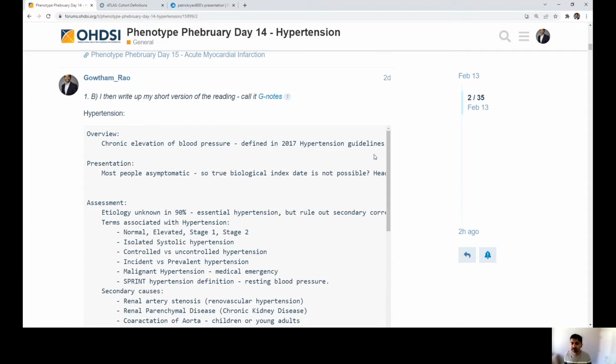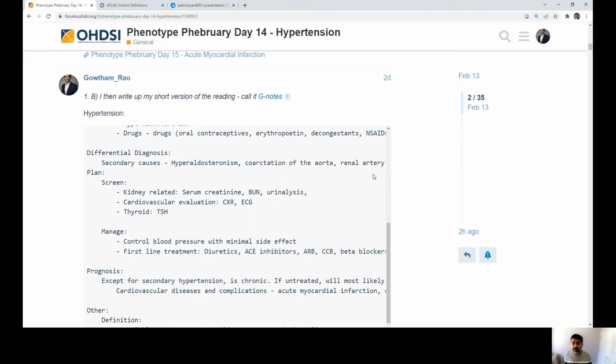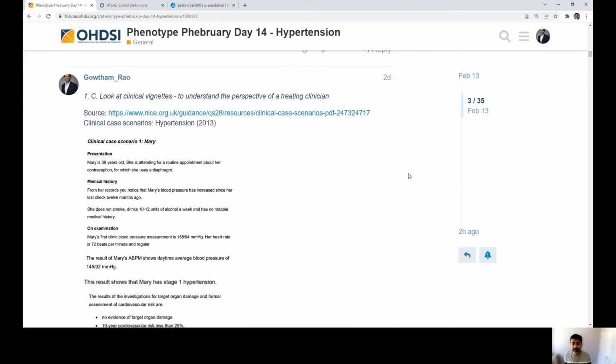My general first practice is to take my own notes. I read the chapter and I make notes on all the things that I found. This is my notes and I post it out there. I then look at some clinical vignettes. Clinical vignettes are very good to understand the treating clinician's perspective, and also the perspective of the patient.